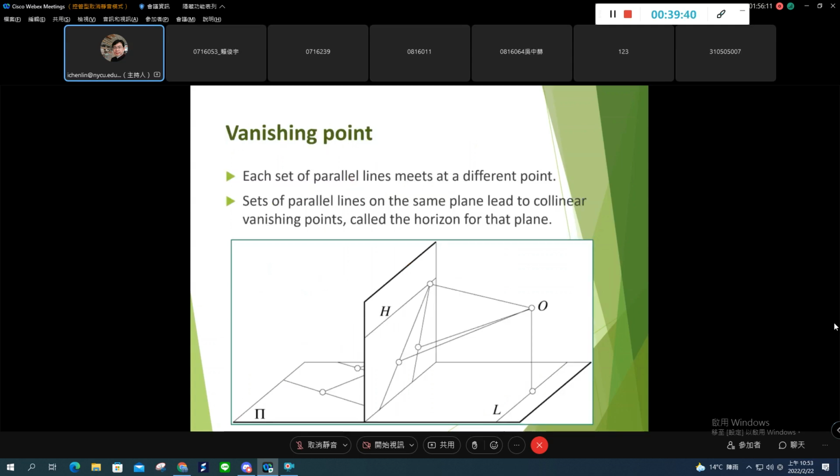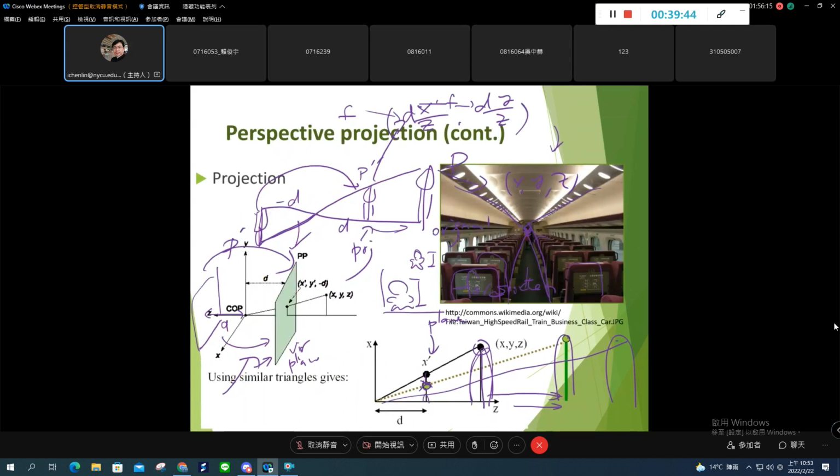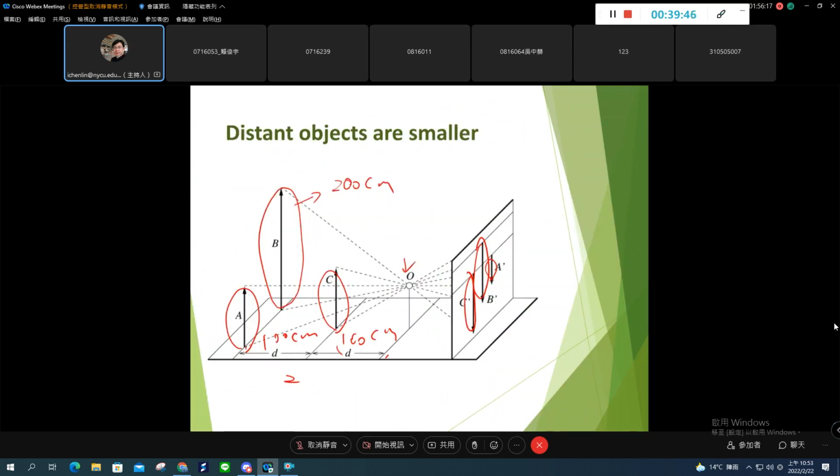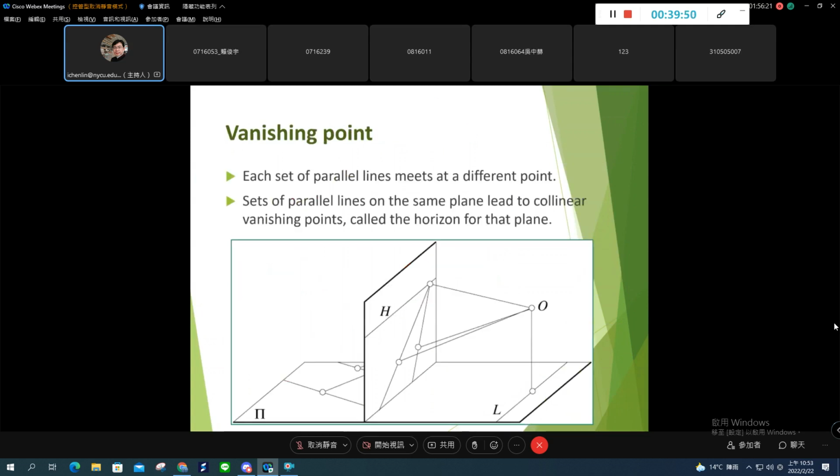And so how about the vanishing point? We have explained the foreshortening idea. How about the vanishing point? Let me show you a simple idea. The vanishing points are mainly for parallel lines.